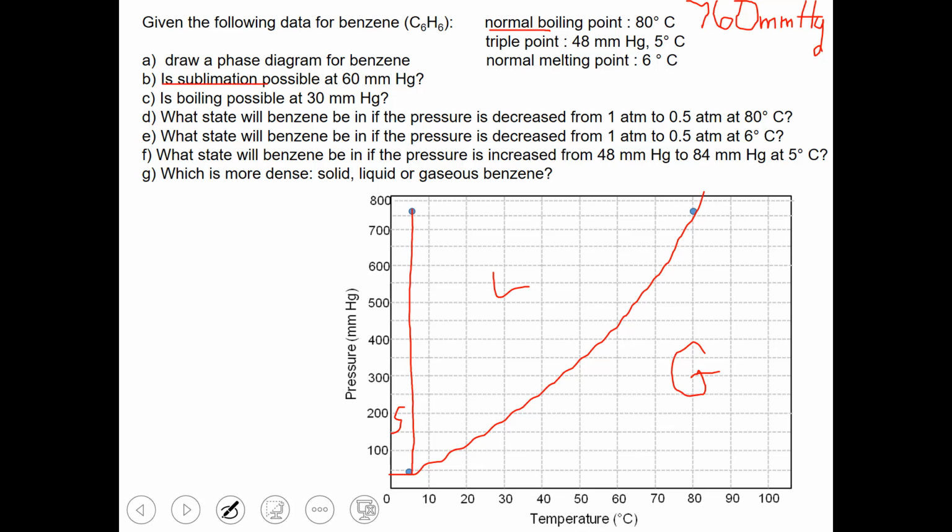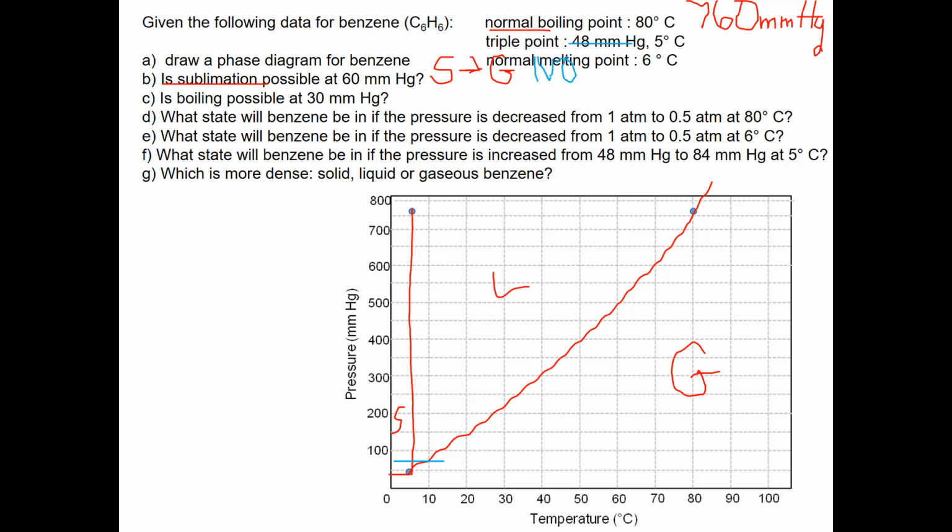Our next part B asks if sublimation is possible at 60 millimeters of mercury. Sublimation is when a material goes directly from solid to gas phase. So I've attempted to draw a line across at 60 millimeters of mercury, and as you can see, that line is above my triple point at 48 millimeters of mercury, so there's no way I can get directly from solid to gas without passing through the liquid. So my answer to that is no.